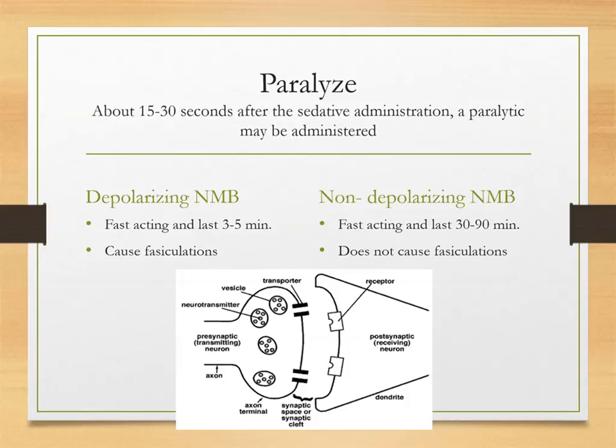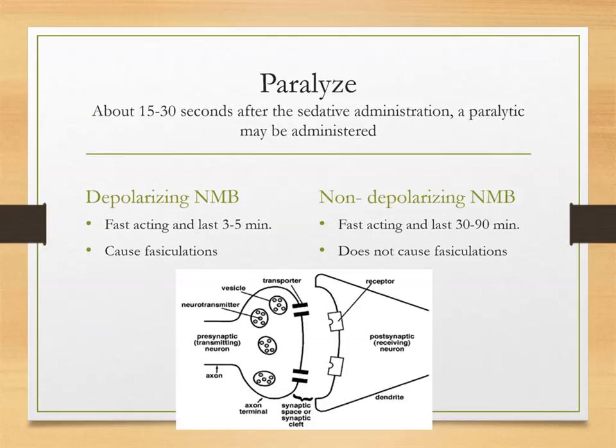So, like I said, it's fast acting, lasts only for 3 to 5 minutes, causes those fasciculations, but it's got a lot of contraindications that go along with it, and things to consider when thinking about using it in patients. So on the flip side, we'll talk about the non-depolarizing neuromuscular blockers. They're fast acting, like I said, and last about 30 to 90 minutes.